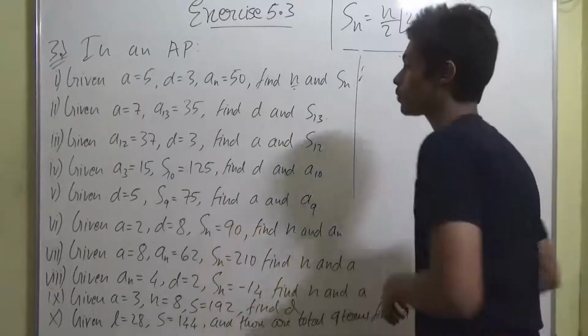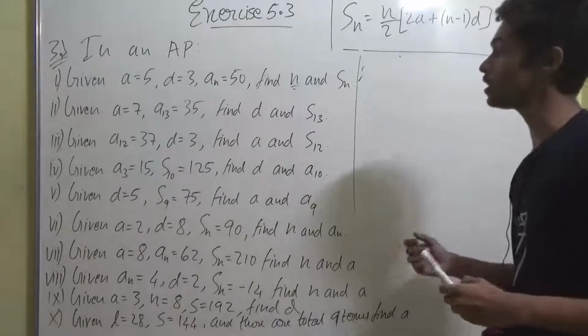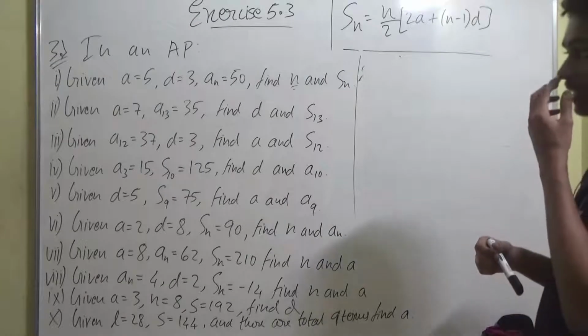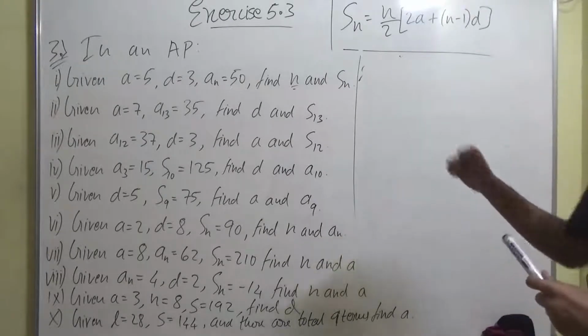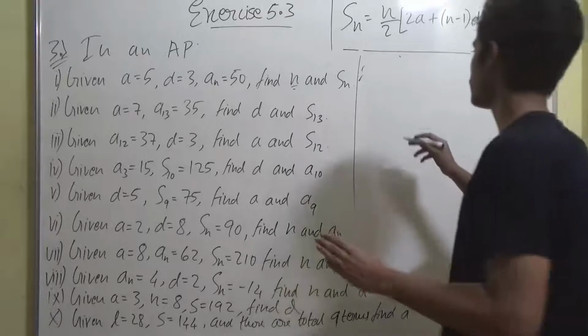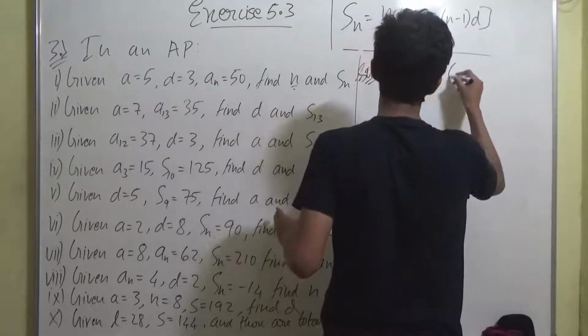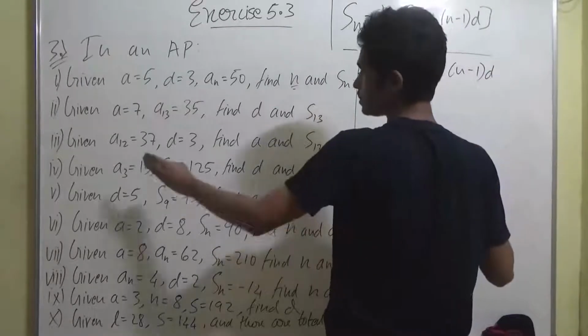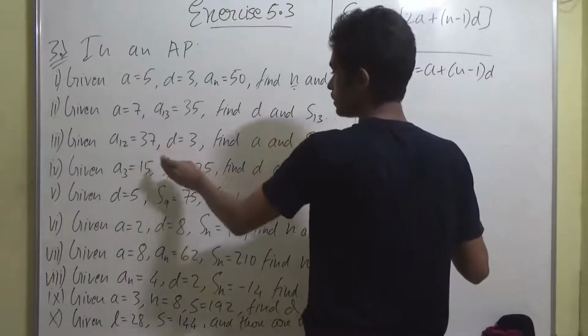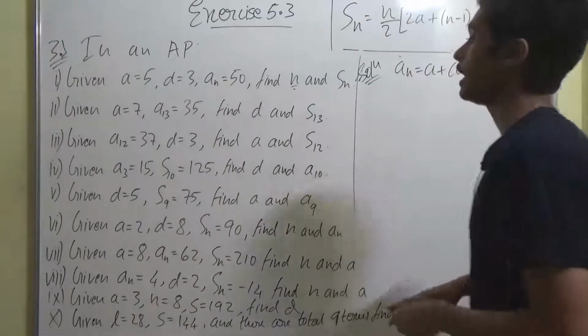Okay, guys, the third sub question is: given a12 equal to 37, d equal to 3, find a and S of 12. First, the formula we will apply is a_n equal to a plus (n minus 1) into d. Now let's see what all we have and what we have to find. They have given us a12.